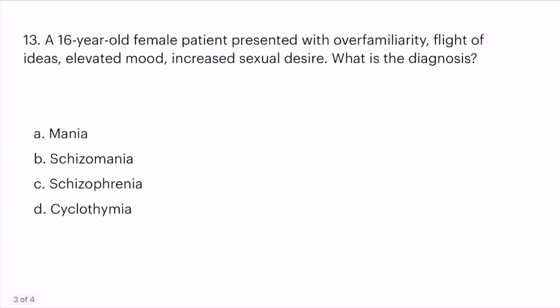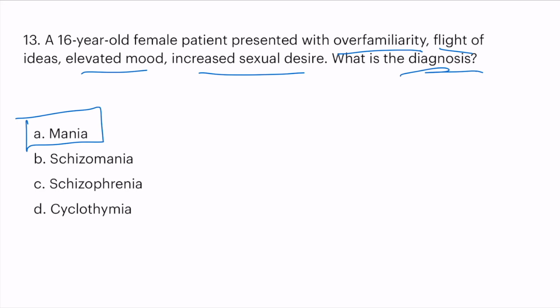Next. A 16-year-old female presents with over familiarity, flight of ideas, elevated mood, increased sexual desire. So they're asking the diagnosis. So here it becomes easy. The answer is mania. But if hypomania is also given in the options, then we'll need another information from the question. What is that? That's nothing but the duration.